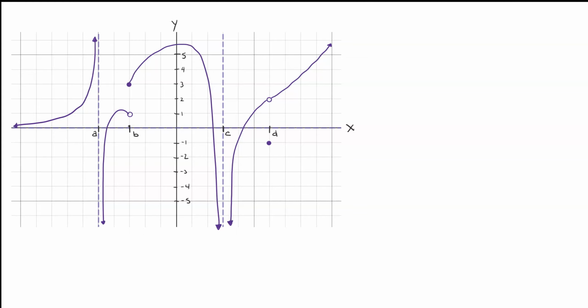My first question: is this actually a function? I've called it a function a couple times. Is it actually a function? When I look, I see this graph does pass the vertical line test. Yes, this is a function.